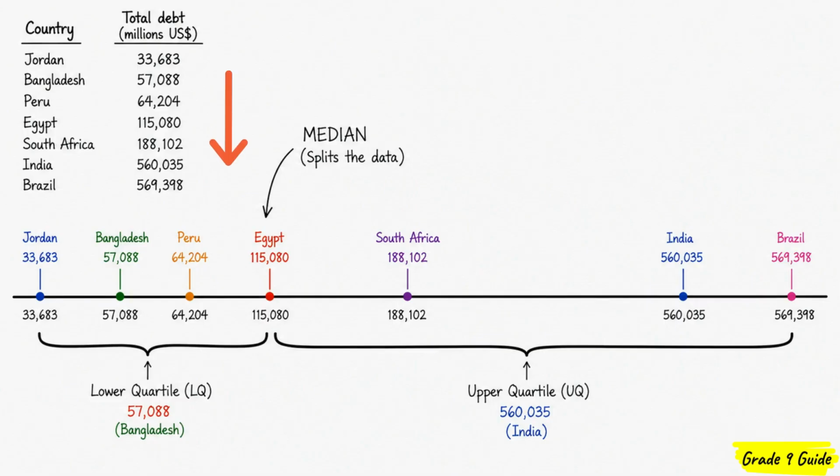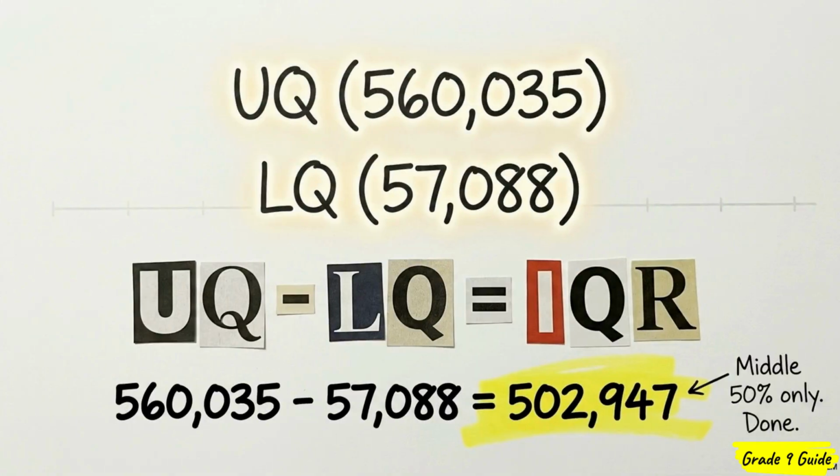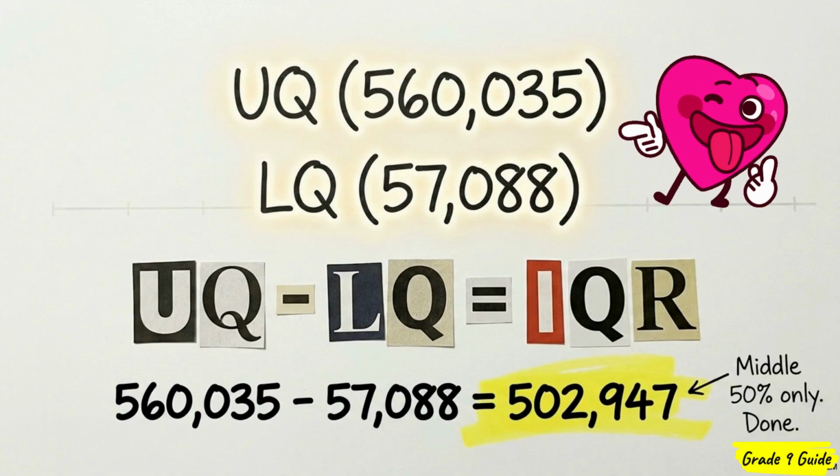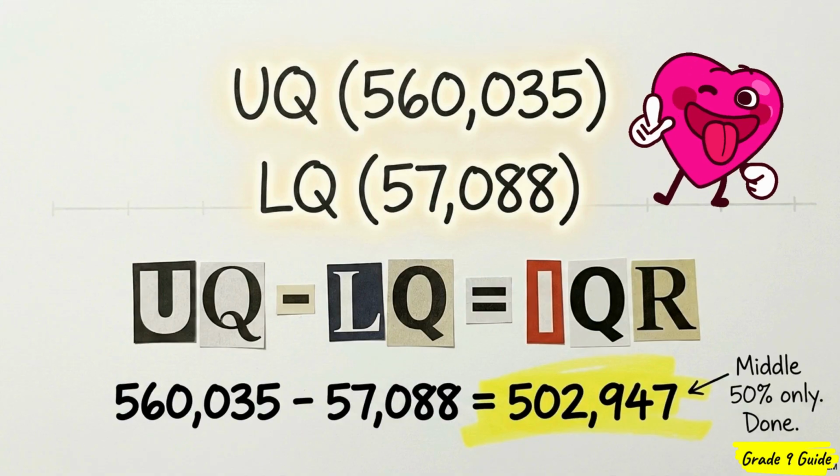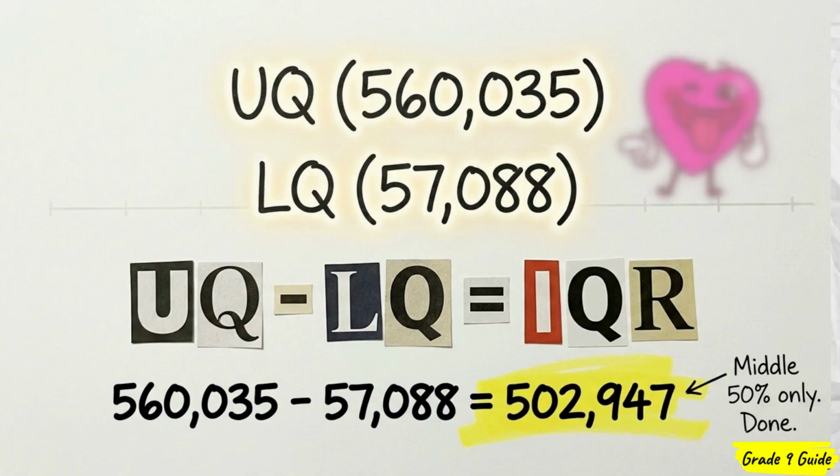So, order your data, find the median. That splits your data in half. Then find the middle value of the lower half. That's your lower quartile. Find the middle value of the upper half. That's your upper quartile. Then, and this is all you do, subtract the lower quartile from the upper quartile. That's it. IQR done. 2 marks, 30 seconds, every time.